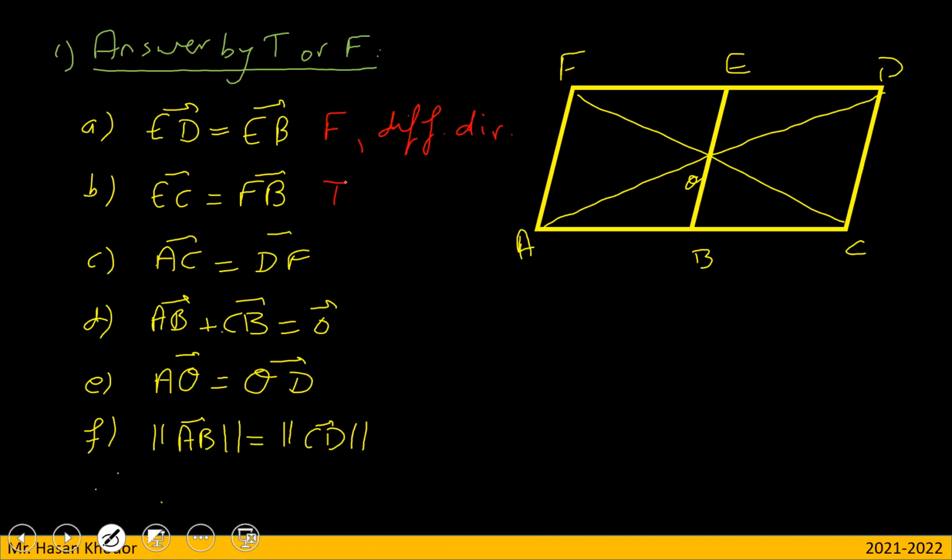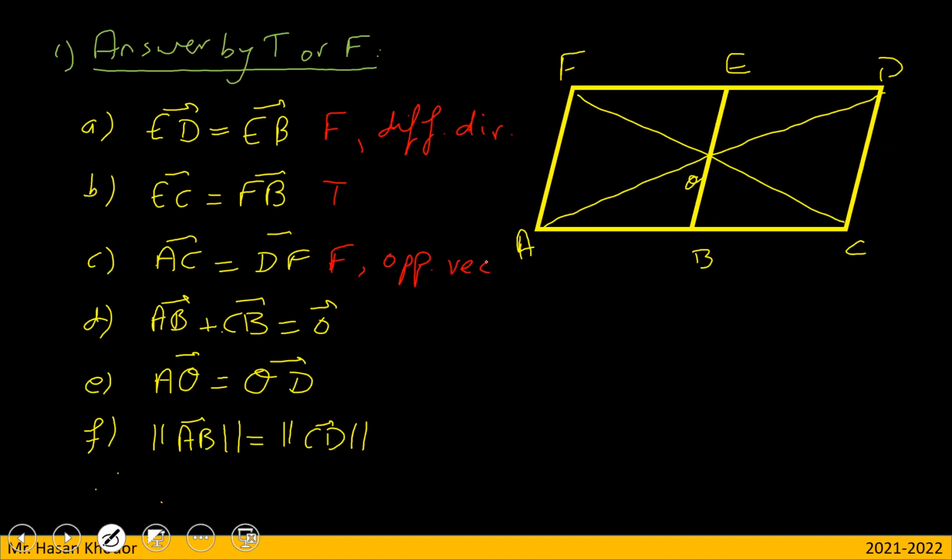What about vectors AC and DF? False. Why? Different sense. Different senses, exactly. So we say false. These vectors are in fact opposite vectors.